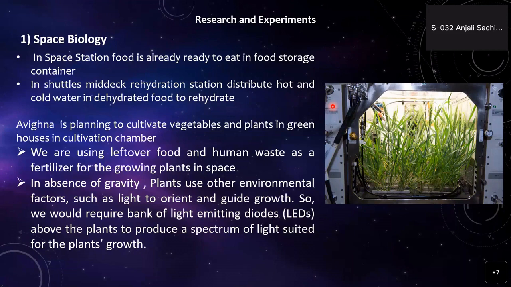And Avighna is planning to cultivate vegetables and plants in the space station in a cultivation chamber. For that we need fertilizers, and we are using leftover food and human waste to create them in space itself instead of sending them from the earth to space. And in the absence of gravity, plants will use light emitting diodes to produce the spectrum of light for plant growth. Next slide.